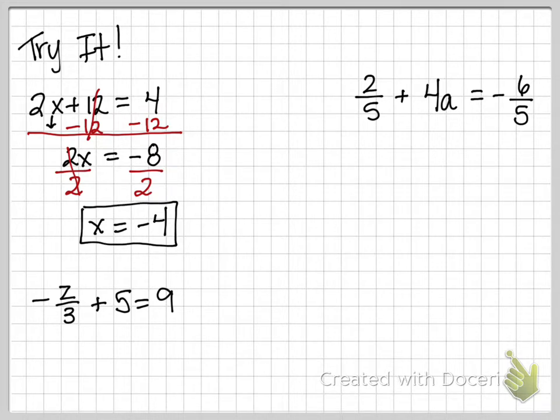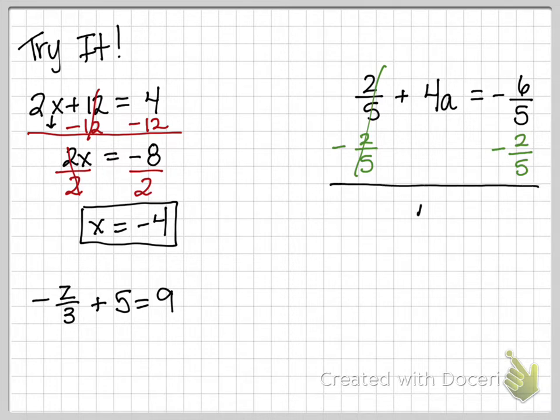All right. Next one, if we go over to the right, 2/5 plus 4a equals negative 6/5. I'm going to cover my variable term and work with whatever else is on that same side of the equation. So here I have 2/5, and that's a positive 2/5. So in order to get rid of positive 2/5, to get it down to 0, I would subtract 2/5. And if I do that on one side, I will do that on the other side. Subtract 2/5 from both sides.